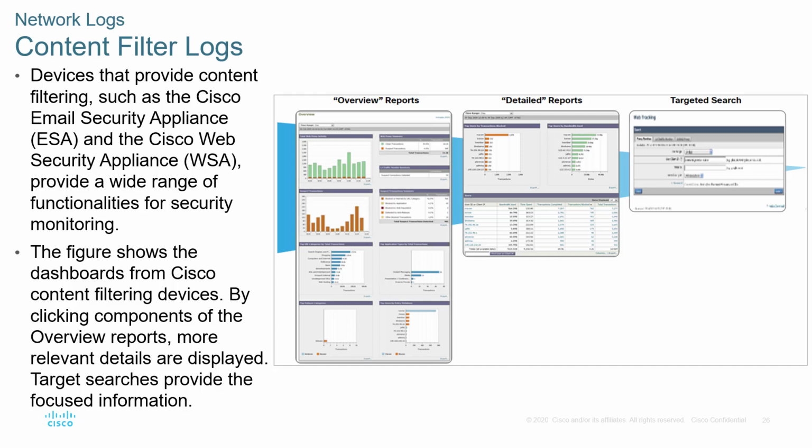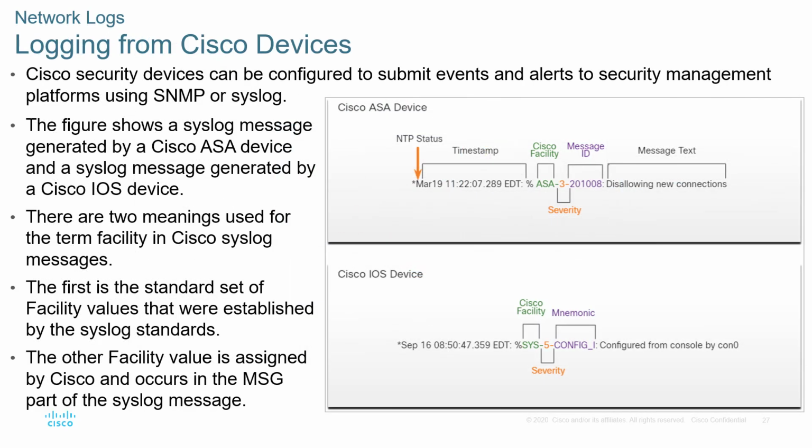It also gives us the flow, or a visual confirmation of the traffic flow through the network. We have our logging from other Cisco devices. If we're looking at a Cisco IOS type device or even a firewall, we have our timestamp, our Cisco facility, our severity level, a message ID, and then our message text. That's going to be pretty similar across all of our Cisco devices.